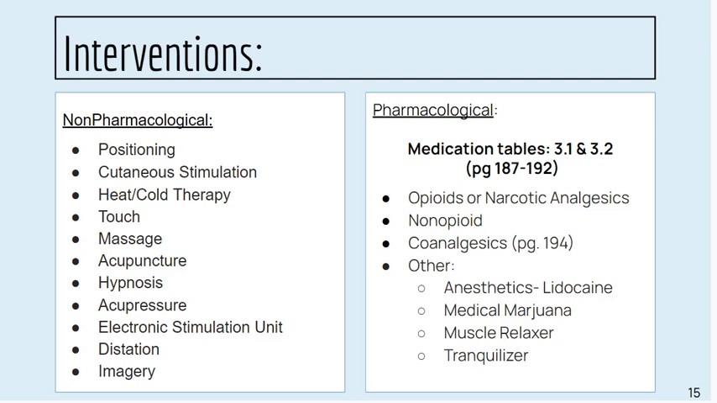Looking into the pharmacological interventions, as I said before, so opioids or narcotics are considered that first line treatment for management of moderate to severe pain, and include all controlled substances, and these do include morphine, codeine, oxycodone, hydromorphone, methadone, and Demerol.